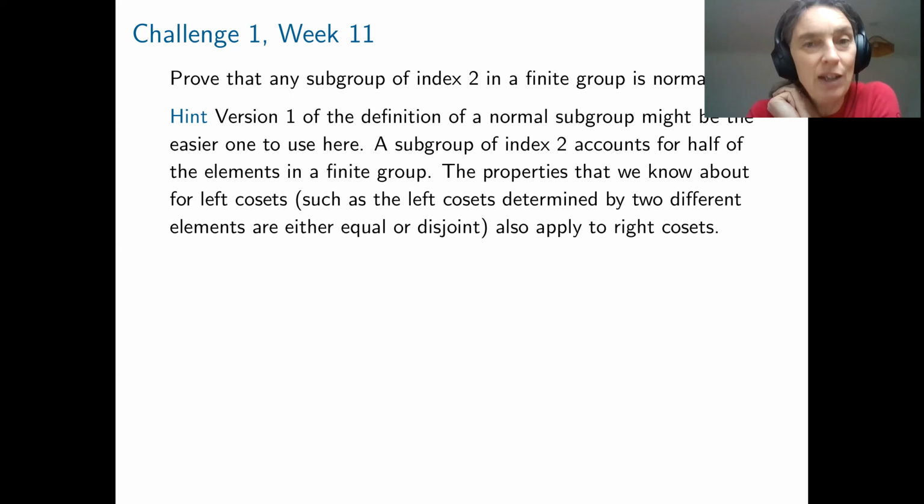So a hint would be that, for me, version 1 of the definition of the normal subgroup is the one that's easier to apply here. And what you really need to think about is, with a subgroup of index 2, what the setup can be in terms of writing the group as a union of separate distinct left cosets or separate distinct right cosets, and ask yourself, how different can they be from each other, because there's so little room for maneuver. You've got a subgroup that already takes up half of the elements of the group.